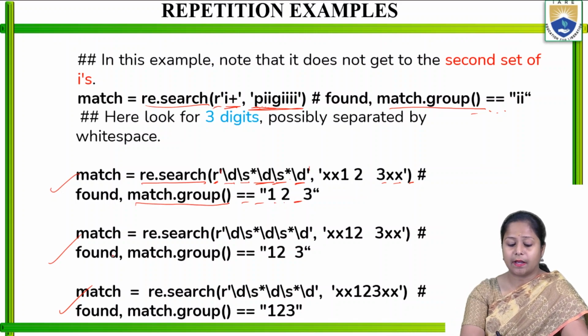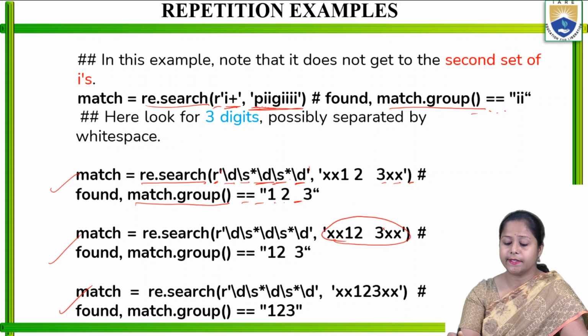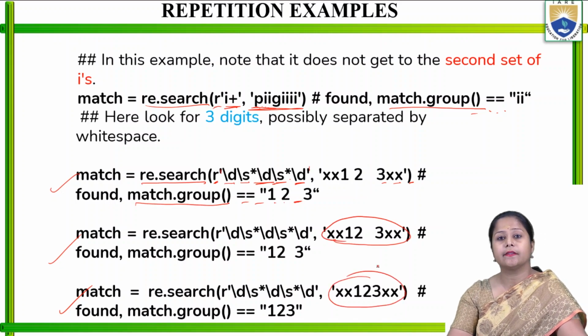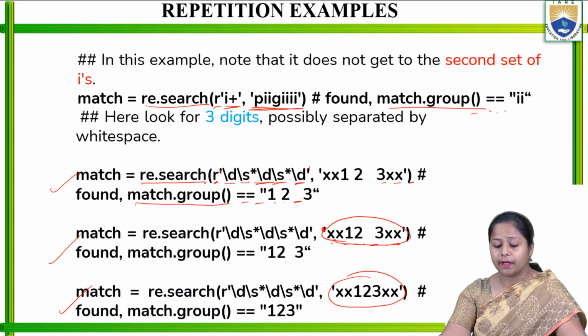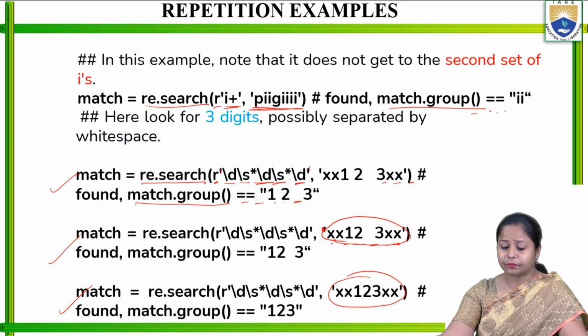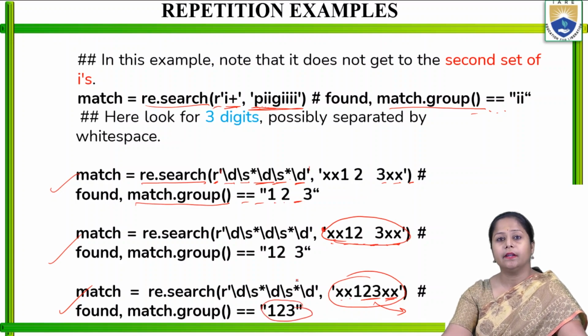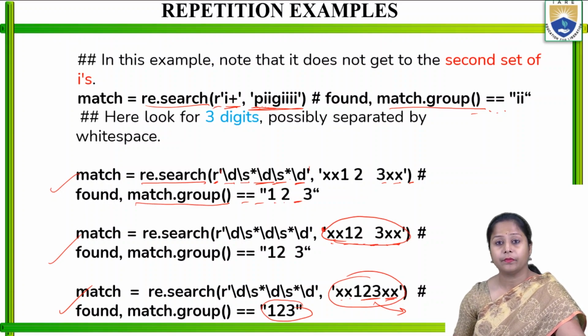Likewise, there are 3 examples with slight changes. The string from which the pattern is going to be matched has just been changed. Here it has been taken in single quotes as 'xx12 3xx'. In the next example, I would like to change the string to 'xx123xx', with no spaces. That is going to give us 123. So likewise, we need to write the pattern for the white spaces also with these special characters.